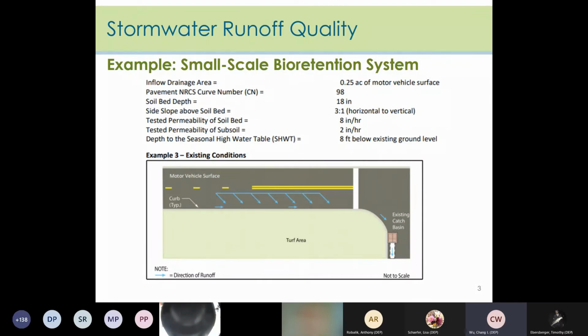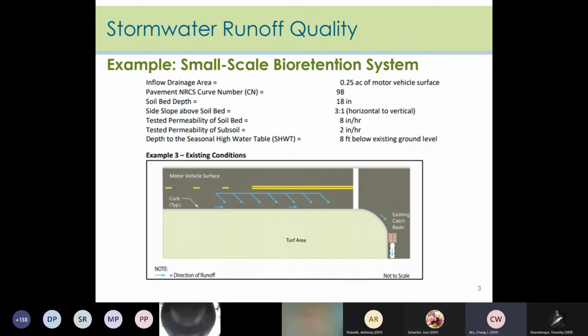Here's one example of modeling a small-scale bioretention system. This example is an excerpt from example 3 in chapter 9.7. This project is located outside the coastal plain. There's the background of this project.